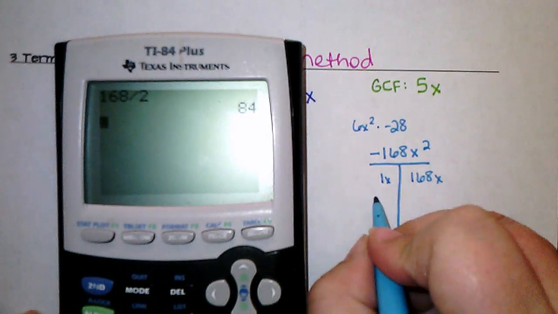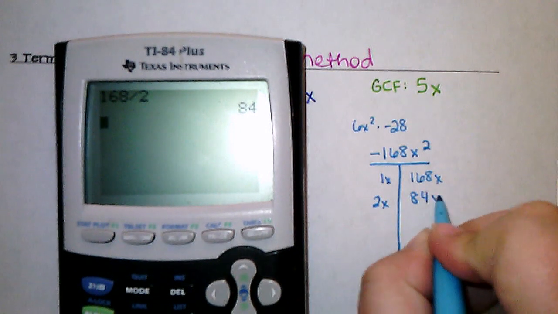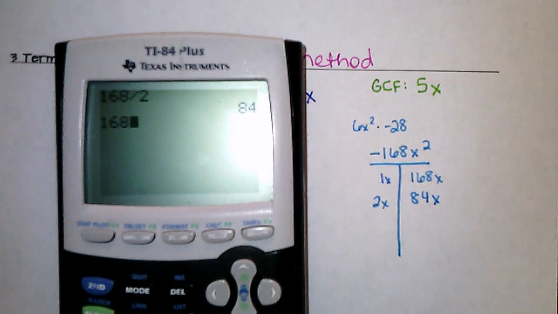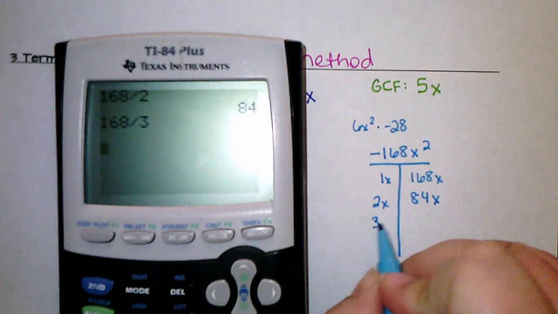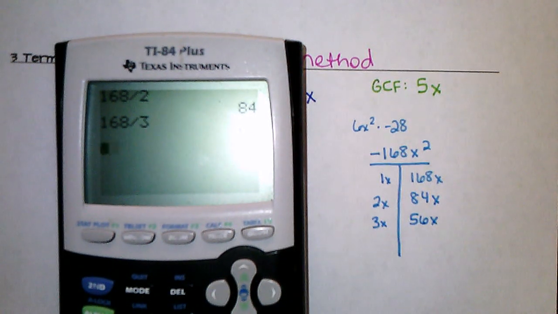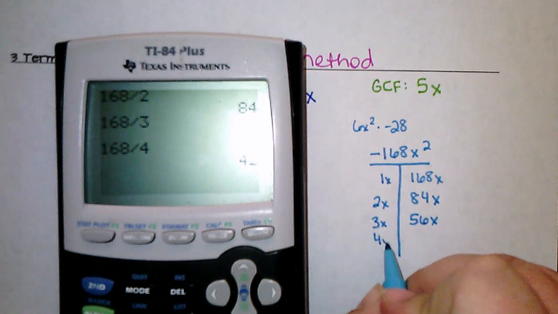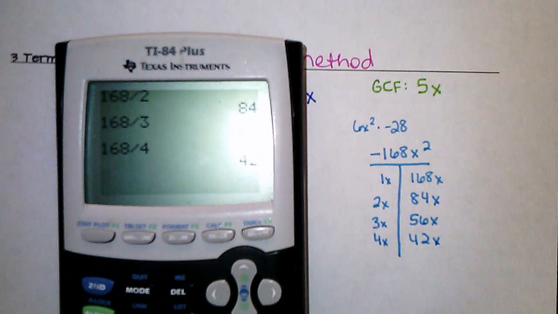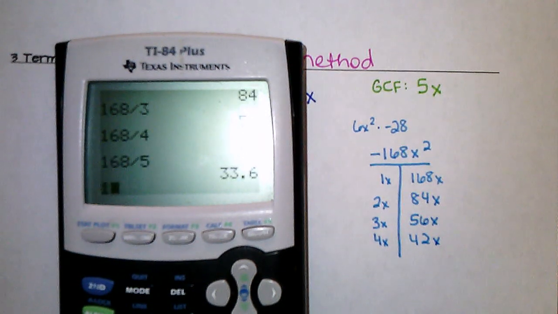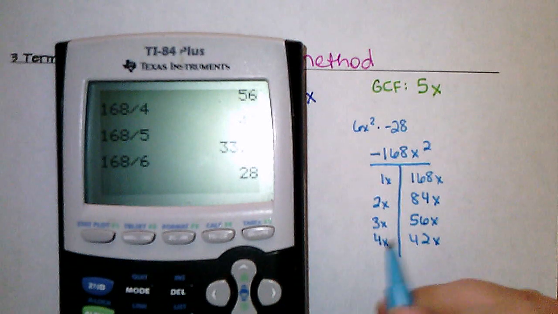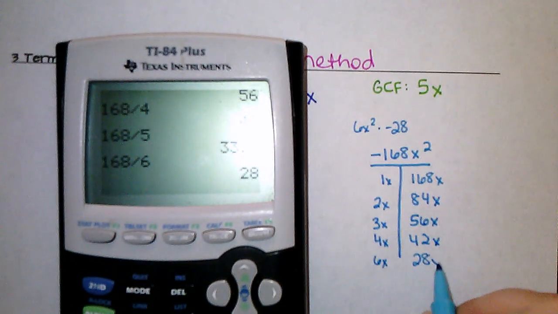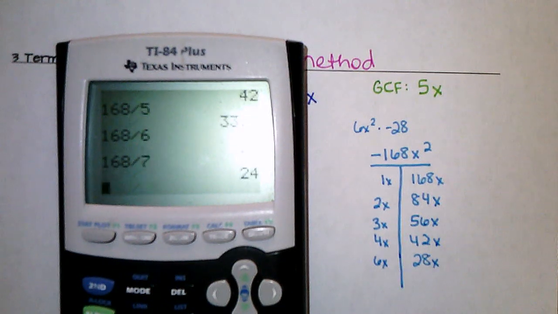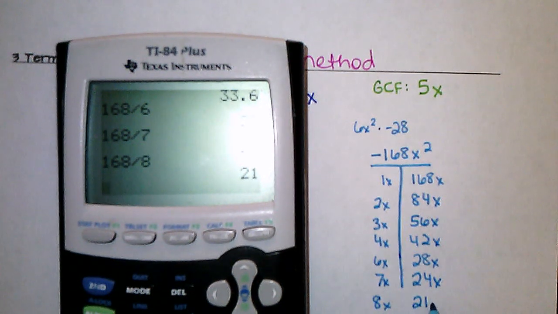If I divide by 2, I'm going to get 2x and 84x. If I divide by 3, I get 3x and 56x. 4x and 42x. I should have known that didn't divide by 5. 6x and 28x. This could take a while. 7x and 24x. 8x and 21x. Actually, if I remember right.